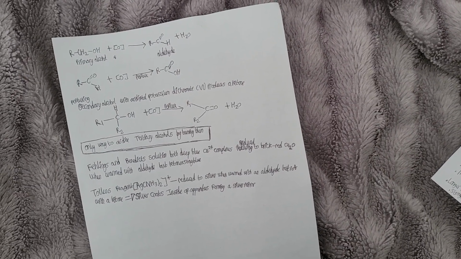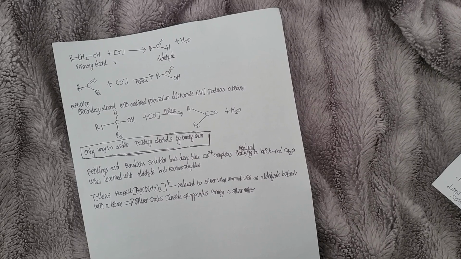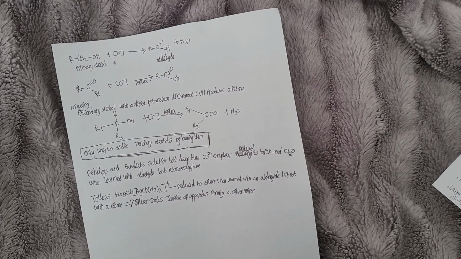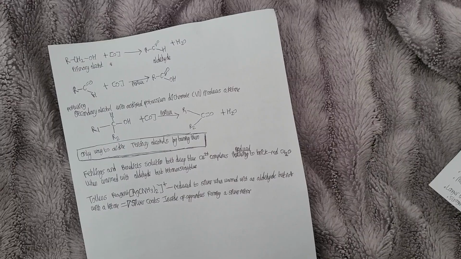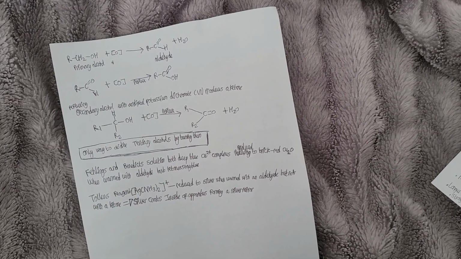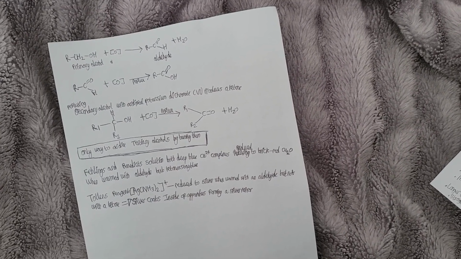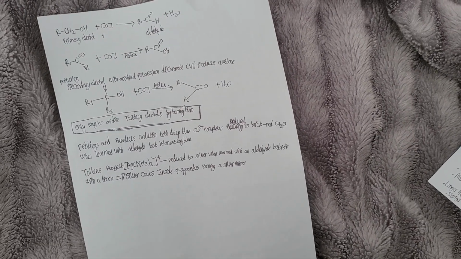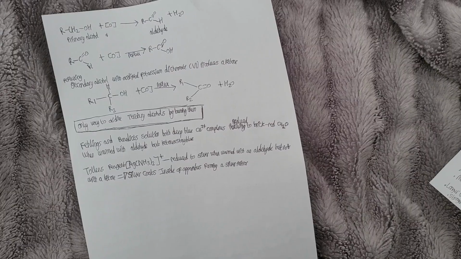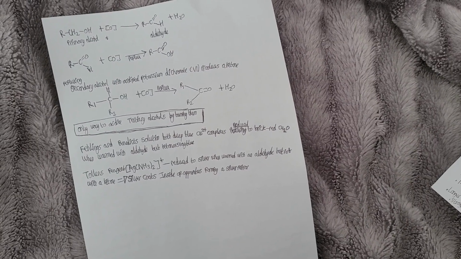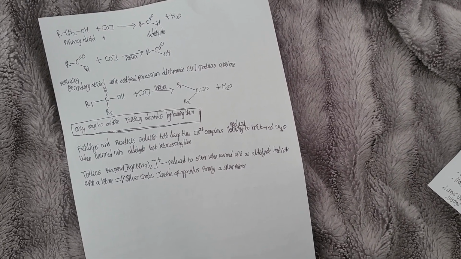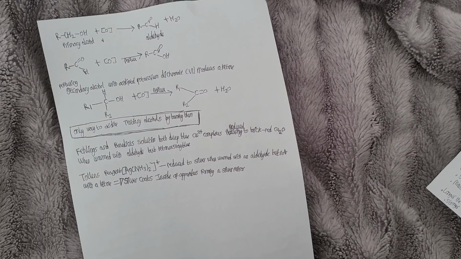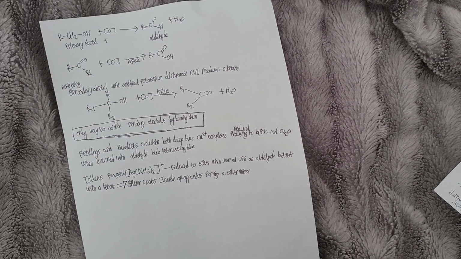Fehling's and Benedict's solutions are both deep blue Cu2 plus complexes and are reduced to brick red Cu2O when warmed with an aldehyde, but they remain deep blue with a ketone, because there's no effect on ketones. Tollens' reagent, Ag(NH3)2 plus, is reduced to silver when warmed with an aldehyde but not with a ketone. The silver coats the inside of the apparatus, forming a silver mirror.